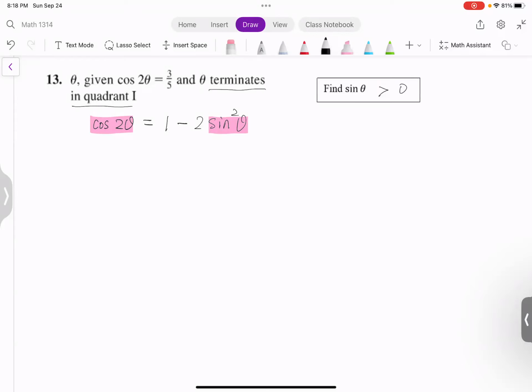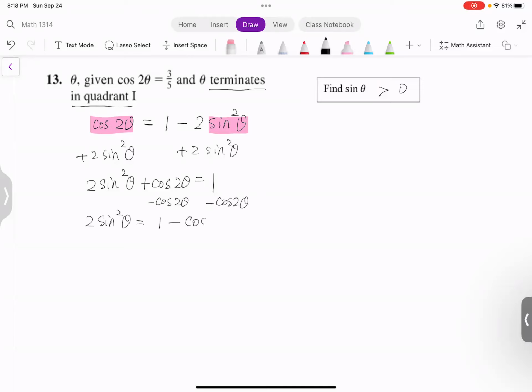I can move the negative 2 sine theta squared to the left-hand side. I can add 2 sine theta squared to both sides. So we have 2 sine theta squared plus cosine 2 theta equals 1, and subtract the cosine 2 theta from both sides. So 2 sine theta squared equals 1 minus cosine 2 theta, and divide by 2 on both sides. So sine theta squared equals 1 minus cosine 2 theta over 2.